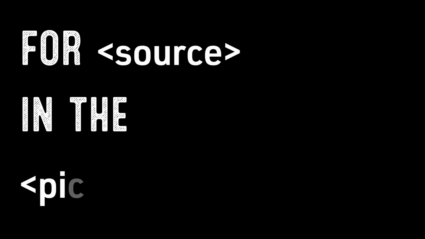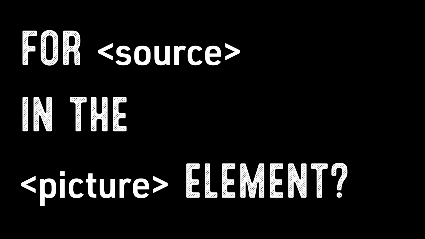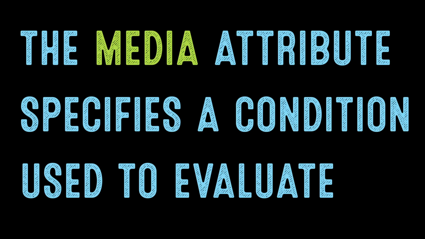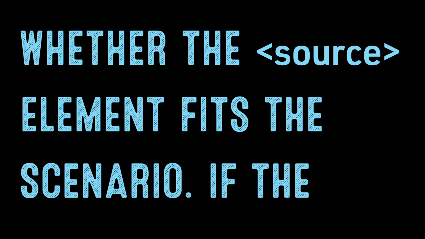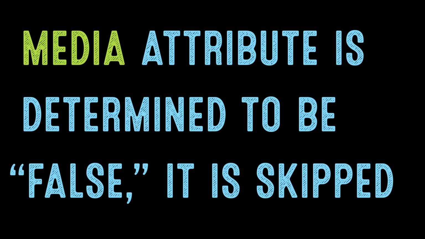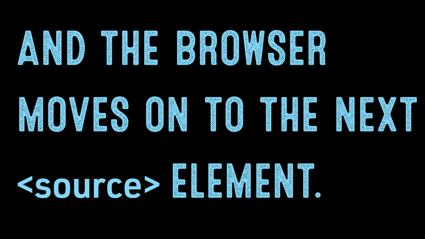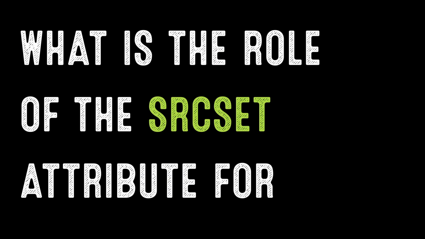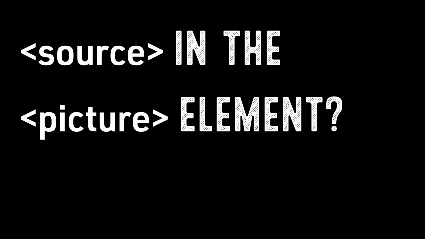The weekly code quiz. What is the role of the media attribute for source in the picture element? The media attribute specifies a condition used to evaluate whether the source element fits the scenario. If the media attribute is determined to be false, it is skipped and the browser moves on to the next element.